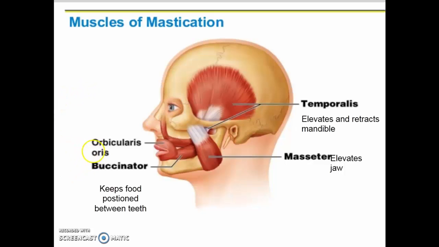The first muscle is the buccinator. What is the function of the buccinator? That's the question, right? The buccinator keeps the food positioned between the teeth. The second muscle is the masseter. It elevates the jaw. And the temporalis elevates and retracts the mandible, which is the jawbone.